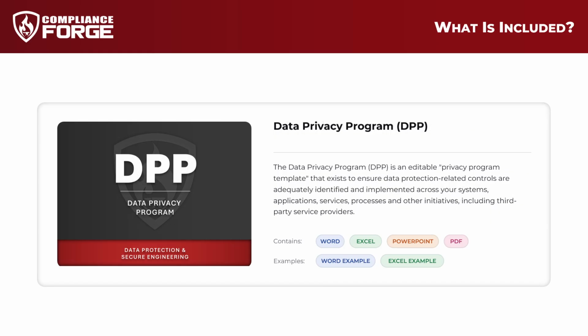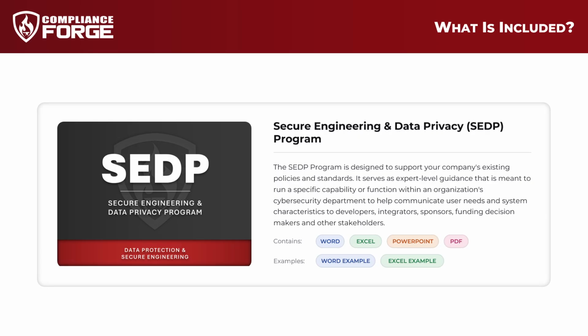The 11th is the Data Privacy Program, the editable privacy program template that ensures data protection-related controls are adequately identified and implemented. The 12th is the Secure Engineering and Data Privacy Program, which serves as expert-level guidance to run a specific capability or function within your cybersecurity department.